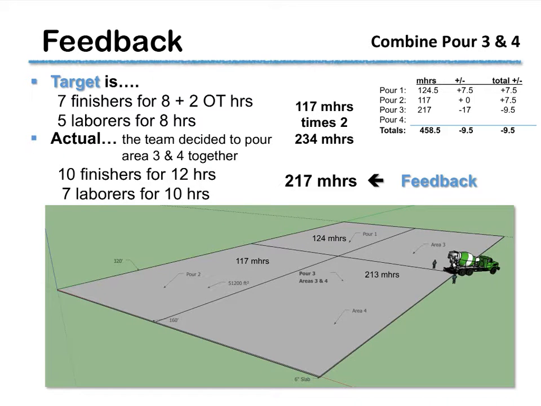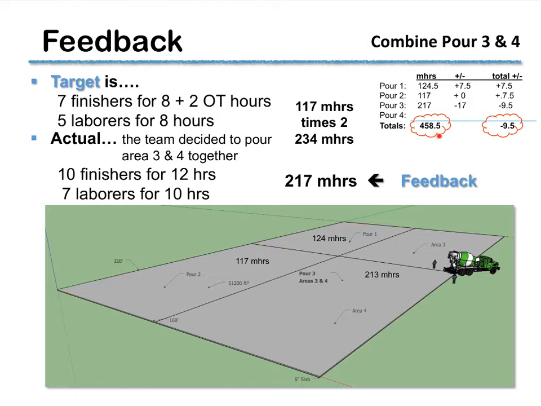So the team decided, let's try combining pours 3 and 4 together, and that gave them 10 finishers for 12 hours and 7 laborers for 10 hours, a total maximum of 217 man hours. And so if we put 217 man hours up here, we were under by 17 man hours and under by 9.5 man hours here.